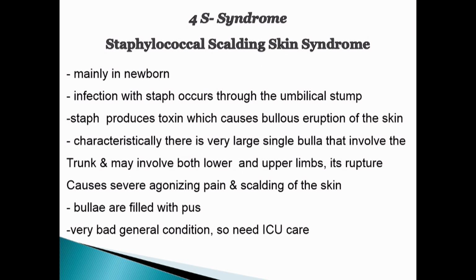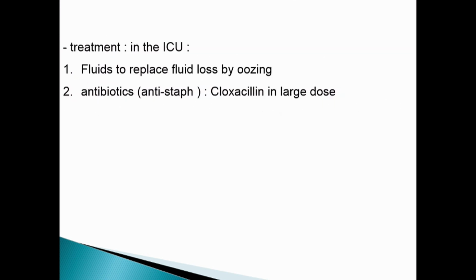He's going to have a bulla, usually a single bulla, on his abdomen, and this bulla is filled with serous fluid, which is followed by pus. The general condition is very bad, and this patient needs an intensive care unit to replace the fluid loss, which was lost by oozing, and he has to take immediate intravenous antistaph. Intravenous. If he takes it in any other form, it would not be enough. He needs it to be taken in intravenous form.